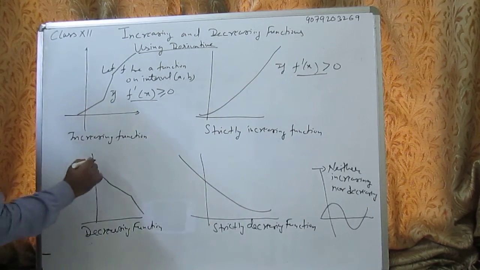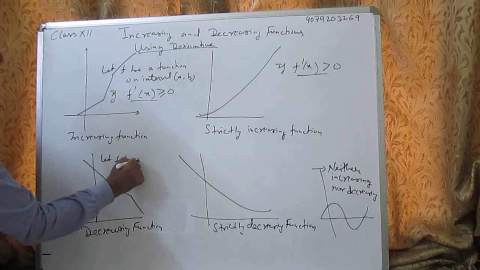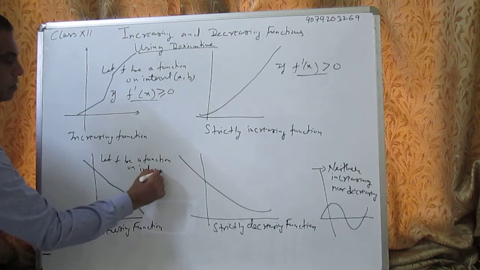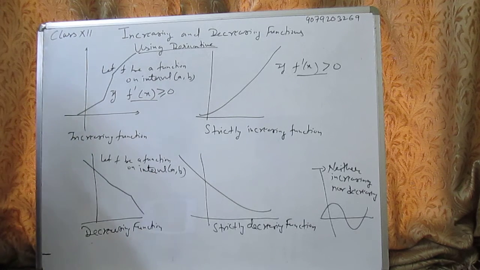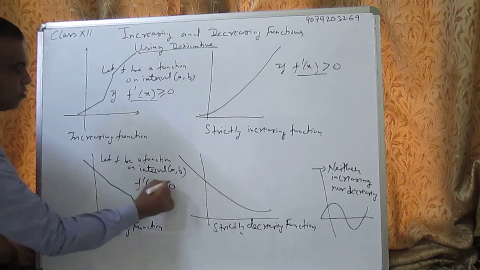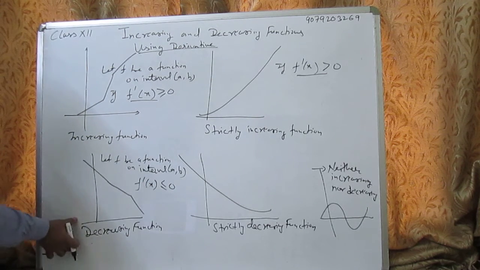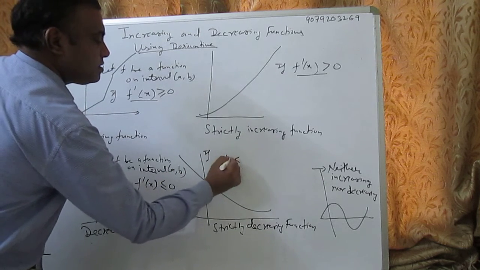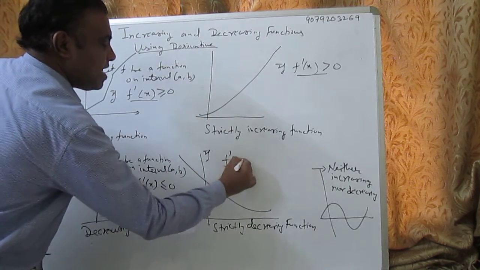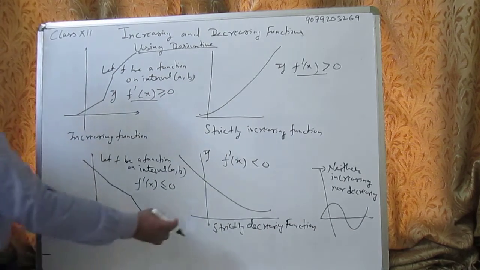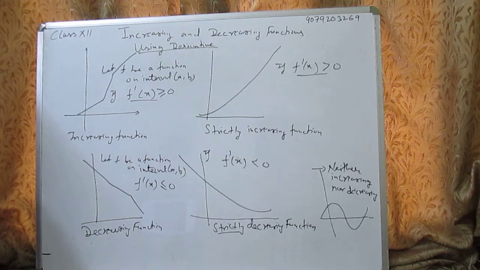Let f be a function on interval AB, then if f dash x is less than or equal to 0, it is a decreasing function. If f dash x is less than 0, it is a strictly decreasing function.